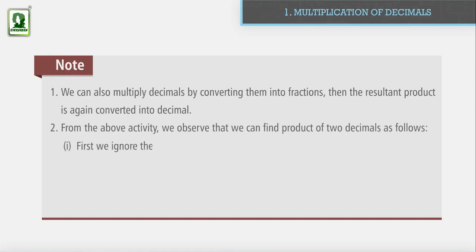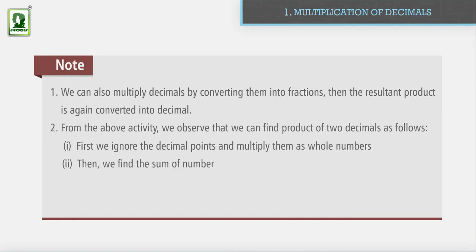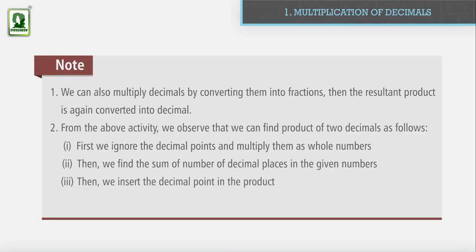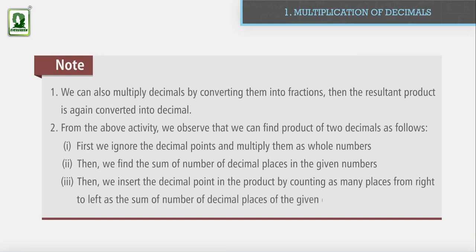First, we ignore the decimal points and multiply them as whole numbers. Then, we find the sum of the number of decimal places in the given numbers. Then, we insert the decimal point in the product by counting as many places from right to left as the sum of the number of decimal places of the given decimals.